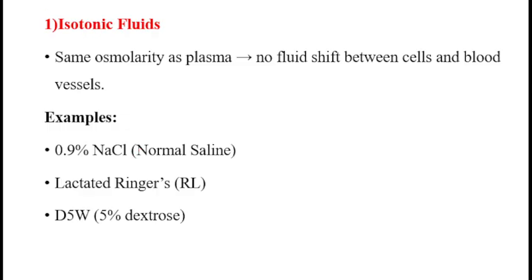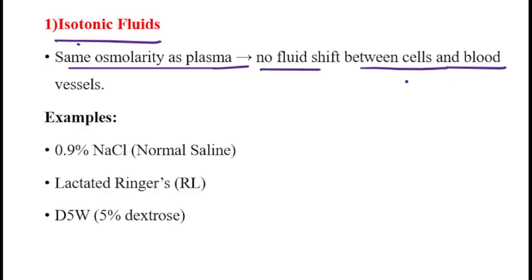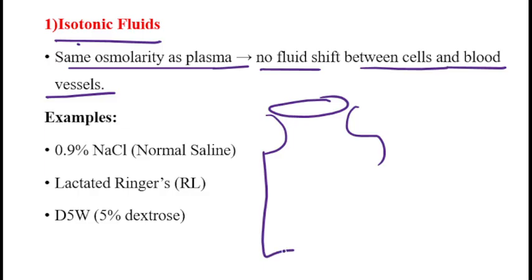So first one we will discuss is isotonic fluids. So isotonic fluids means what here? These fluids have the same osmolarity as plasma, and no fluid will shift between the cells and blood vessels. Okay, take an example. This is a bottle that is containing IV fluids, that is isotonic fluids.